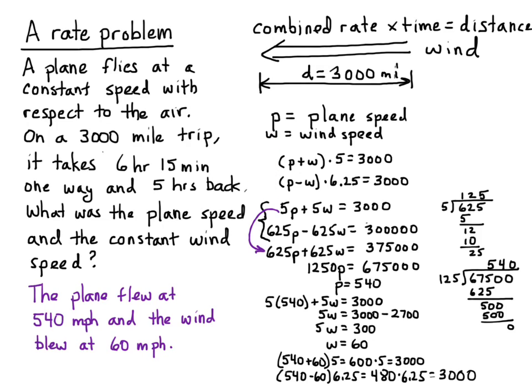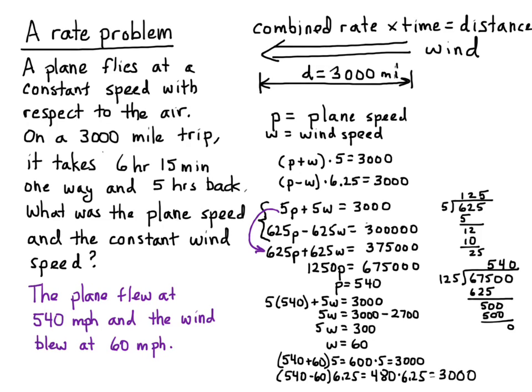If I have p plus w, if I divide both sides by 5, I get p plus w equals 3,000 divided by 5. Okay, and then I'll do p minus w divided by 6.25. And that's actually not too bad if I do that division. So I'll say 625 divided by 3,000 with 2 more zeros.